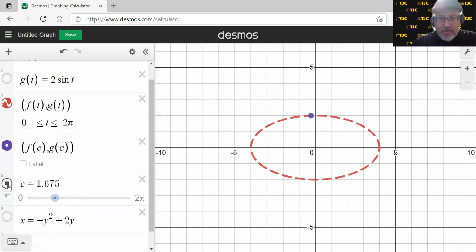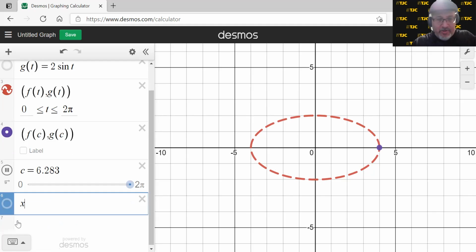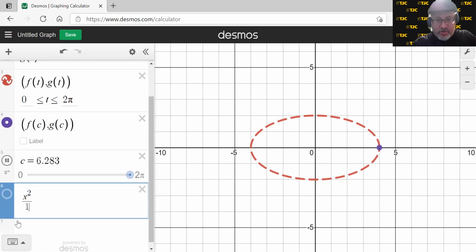Something traveling through space in an ellipse. Gee, I wonder what things do that. Well, pretty much every planet in the solar system. And we claim that this is the same as x squared over 16 plus y squared over 4 is equal to 1. And if we turn that graph on, we'll see that it indeed is.